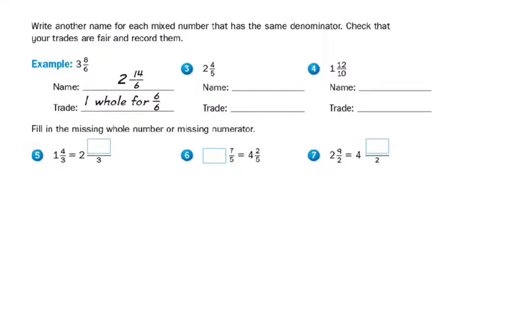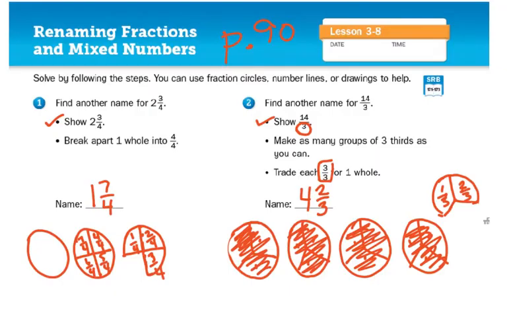Let's continue down the page. Write another name for each mixed number that has the same denominator. Check that your trades are fair and record them. So in number 1, this example, 3 and 8/6, they traded 1 whole for 6/6. Remember, the denominator needs to stay the same. They added 6 onto the numerator, but 6 never changes. Just as in the previous one, the thirds, even though we traded, it still was divided into 3 equal parts.